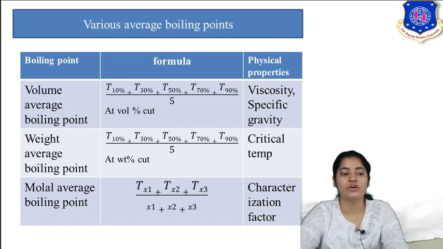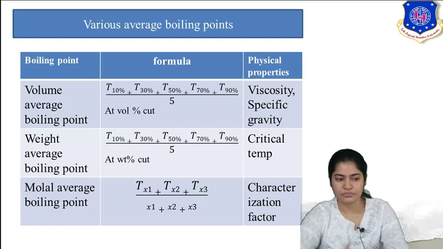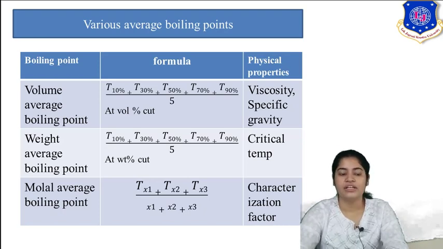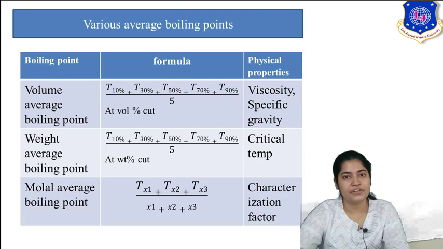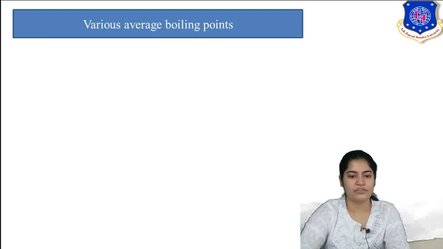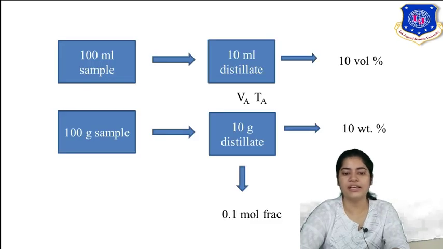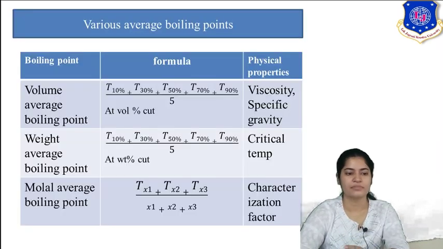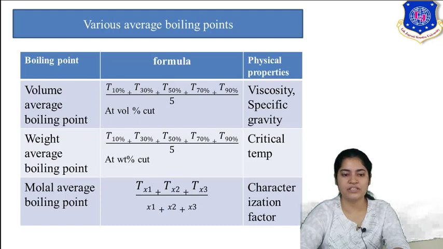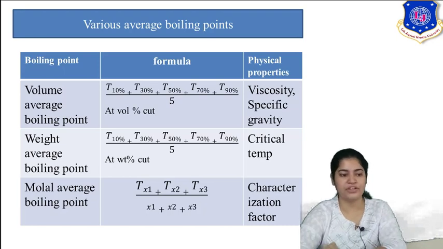Moving forward, volume average boiling point. What is volume average boiling point? It is the average of temperatures at different volume percent cuts, like the temperature at 10% volume cut. From here you can see TA. Here, my TA would be T10%, the temperature of the 10 volume percent cut. Similarly at 30%, 50%, up to 90%. So we divide the sum by 5, and that is my volume average boiling point.